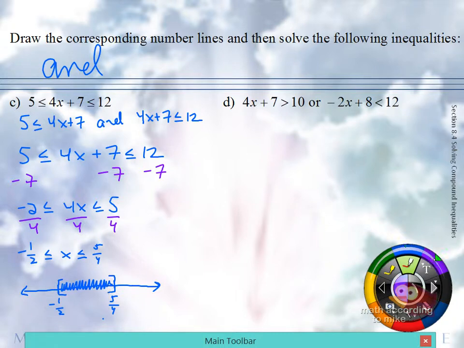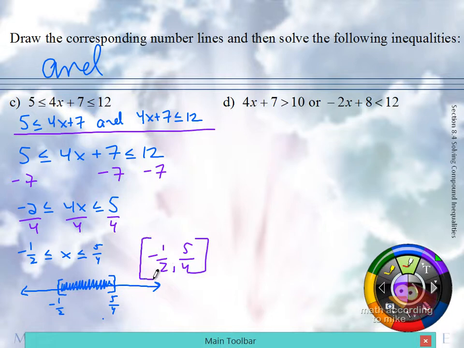So if you were to go back up to here and do what we did in part A and B, variable hopefully on the left, but it doesn't have to be, and then draw your number lines on top of each other and see where they overlap, you would get this final answer down here in the graph. But what is your answer in interval notation? Good.